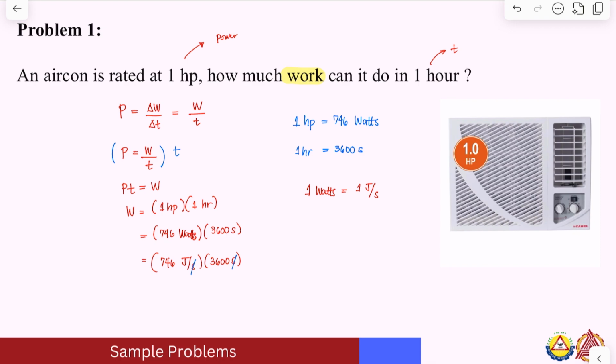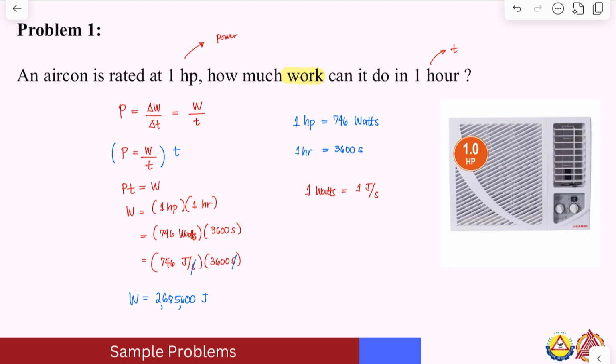That will give you 746 times 3,600. That will give you 2,685,600. The unit is joules. So this is the work.